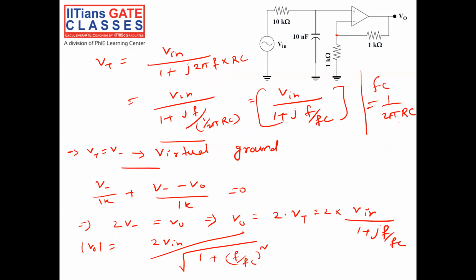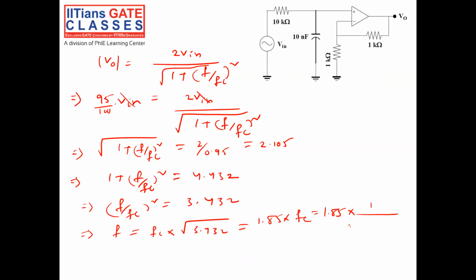What is fc? fc is equal to 1 by 2 pi RC. What is R? R is 10k. What is C? C is equal to 10 nano. Let us calculate now the frequency at which my output will become 95% of the input. So it is equal to 1.85 divided by 2 into pi into 10 to the power of 3 into 10 to the power of minus 9. So I got 2944.36 hertz.